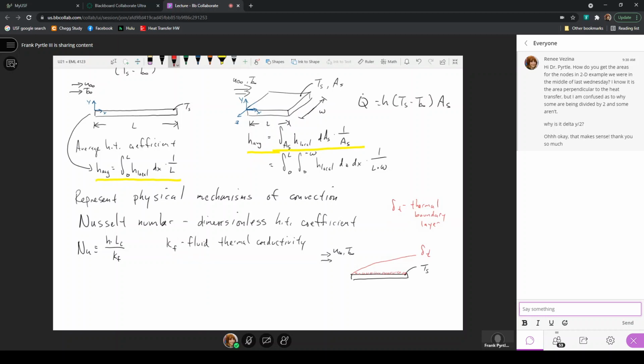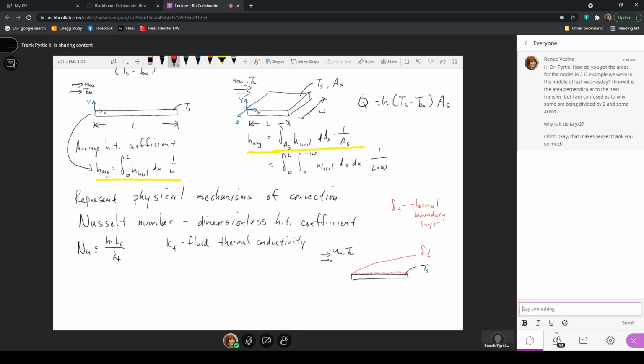H times L sub C. This would be watts per meter squared Kelvin times meters, which would give us watts per meter Kelvin, which is the same units as thermal conductivity, watts per meter Kelvin. So this is a unitless parameter, but this expression of the Nusselt number is one that is going to primarily be used in order to write an expression for a heat transfer coefficient.